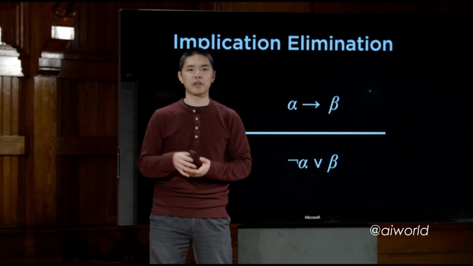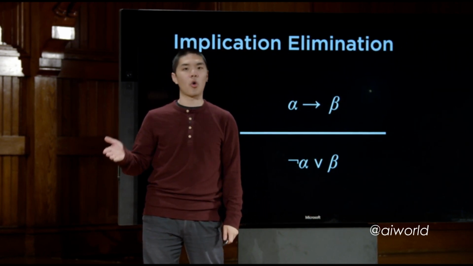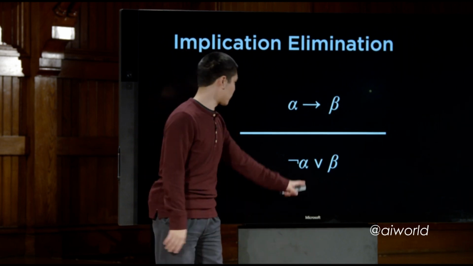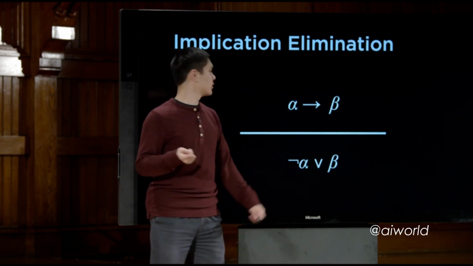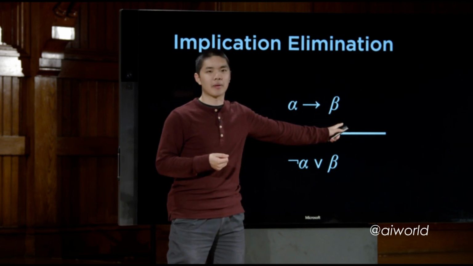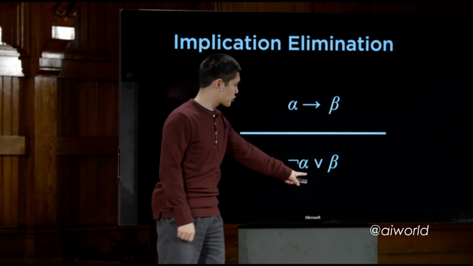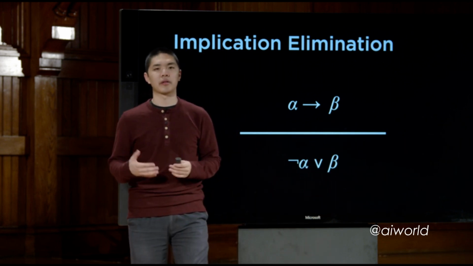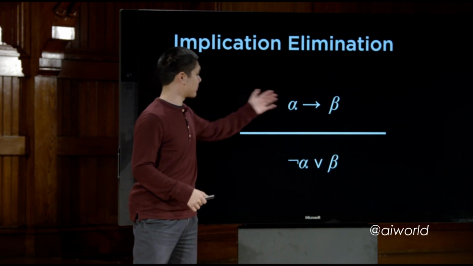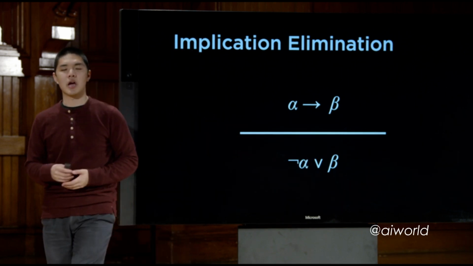Because there are only two possibilities. Either alpha is true or alpha is not true. So one of those possibilities is alpha is not true. But if alpha is true, well, then we can draw the conclusion that beta must be true. So either alpha is not true, or alpha is true, in which case beta is also true. So this is one way to turn an implication into just a statement about or.